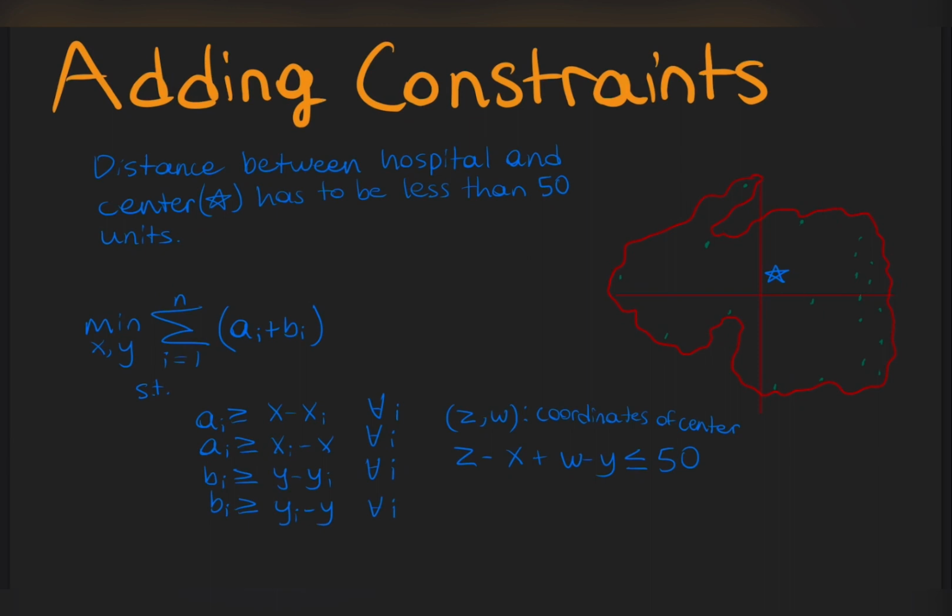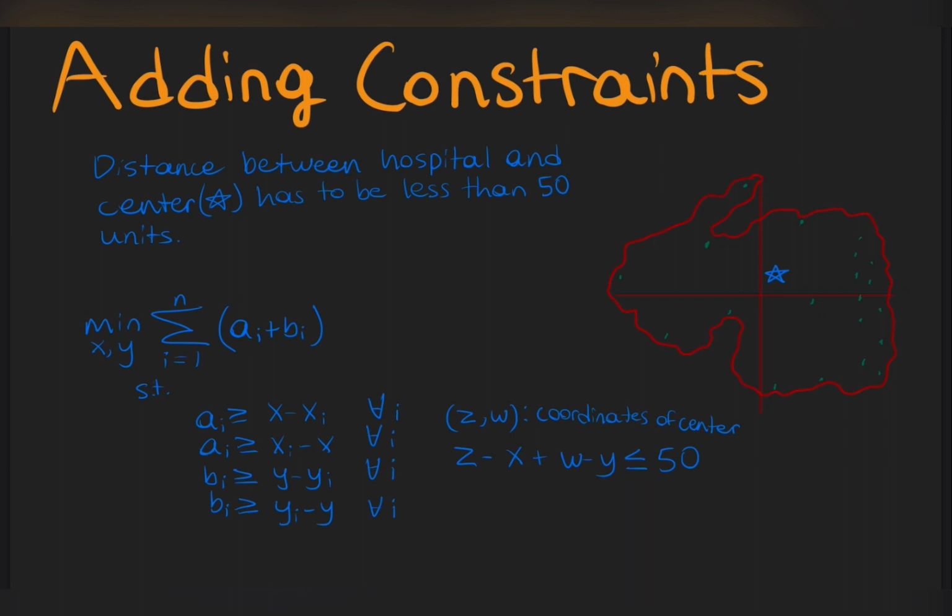What if we wanted to add some constraints to the Manhattan distance formulation that we created on the previous page? Let's say we want the distance between the hospital and the center of the country or the city to be less than 50 units. That way, if the hospital is somewhere around the center, these population nodes can still reach the hospital. Okay, so we want that constraint added to the formulation.